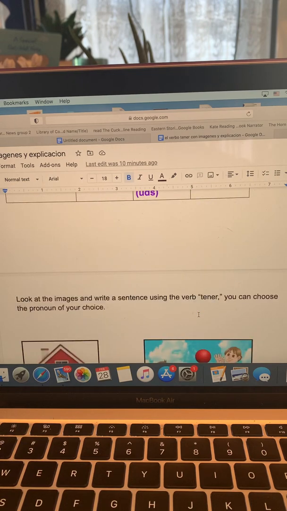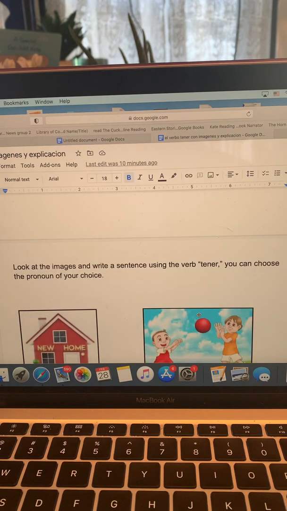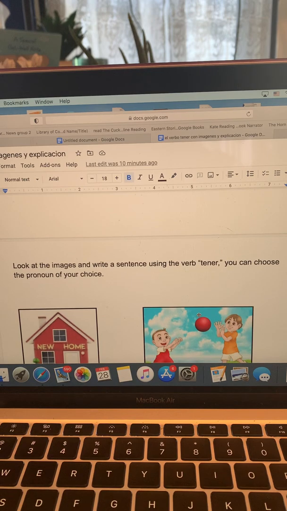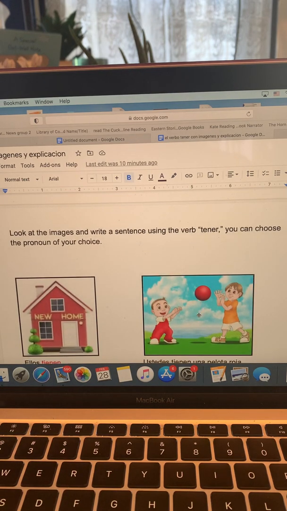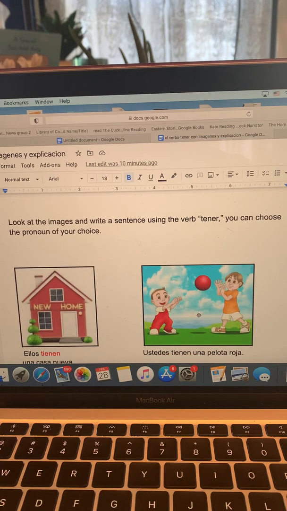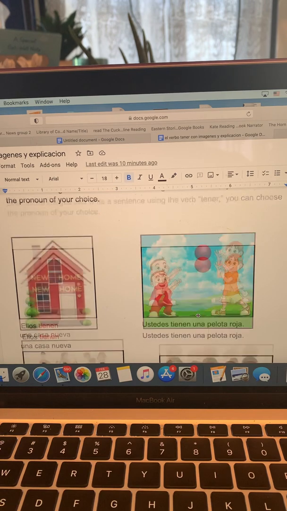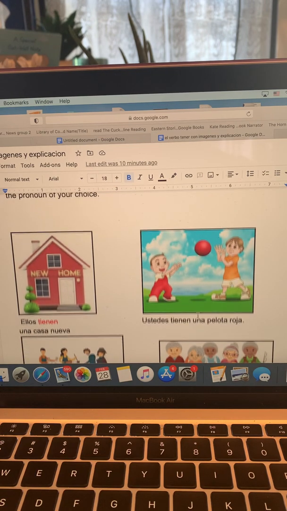Now, what we're going to do, you're going to look at the images and write a sentence using the verb tener. You can choose the pronoun of your choice, but make sure that it matches with the image. Okay, let's do a couple of examples.